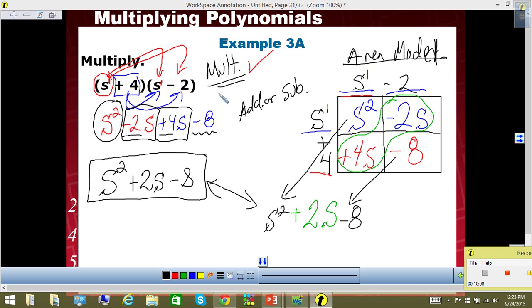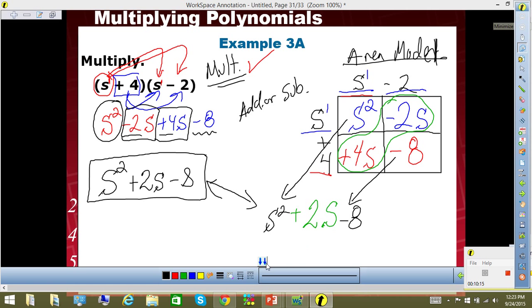So, any questions with binomials times binomials? Okay, let me give you one for you to do by yourself. Here we go. Example 3Q.